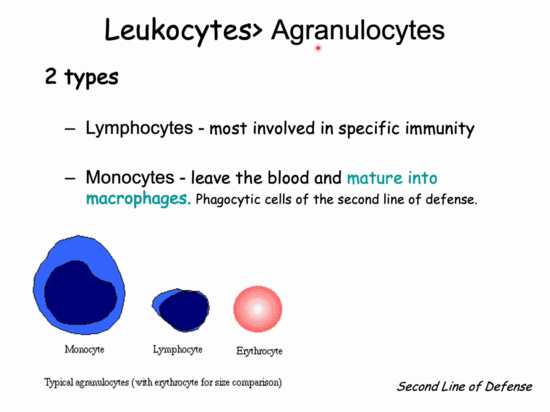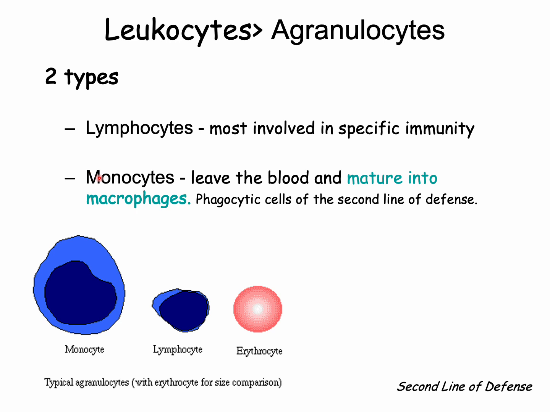Now we're on to agranulocytes. The two types of agranulocytes are going to include lymphocytes and monocytes. And lymphocytes are really involved in specific immunity or adaptive immunity. Lymphocytes are going to include your B cells, T cells, and natural killer cells. And we'll get to those later on when we talk about specific immunity. But just remember that we're still talking about leukocytes. They're still a type of white blood cell.